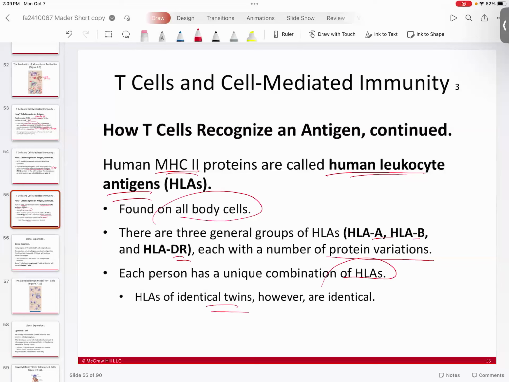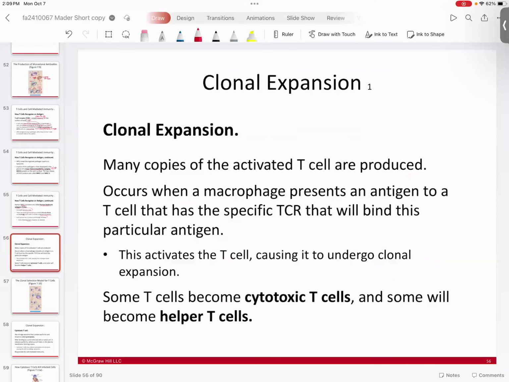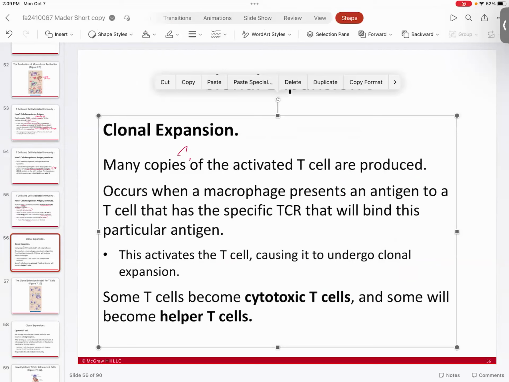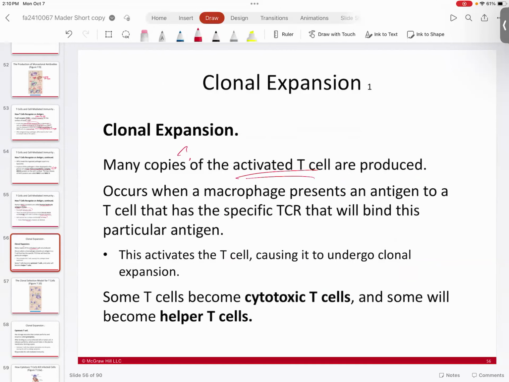So then once you have antigen presentation, you have to move on to clonal expansion. When you get to clonal expansion, you're going to start making many copies of your activated T cell, just like you did with the B cells. The same idea. You had clonal expansion with the B cells, and you also have clonal expansion with the T cells. Once this macrophage presents this, you start to make the correct T cell.